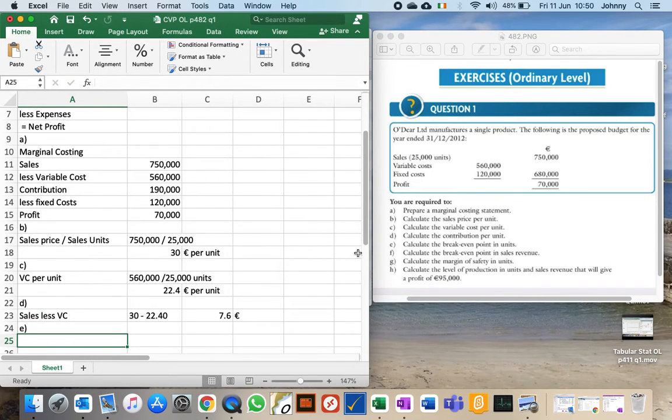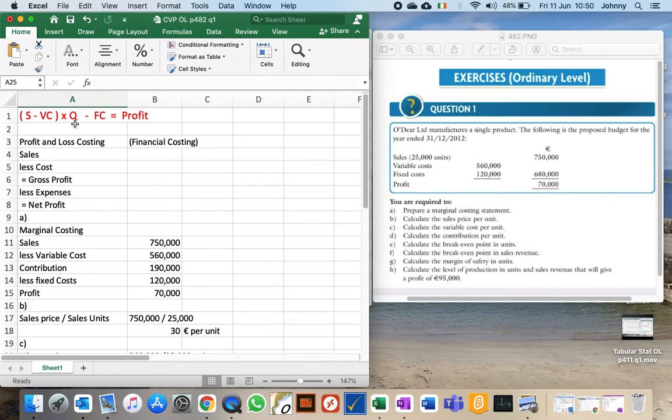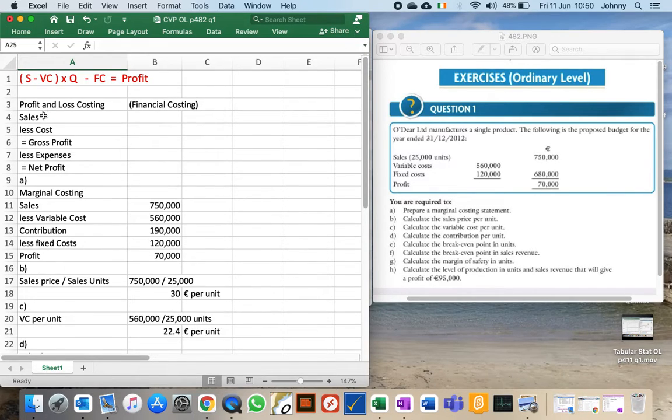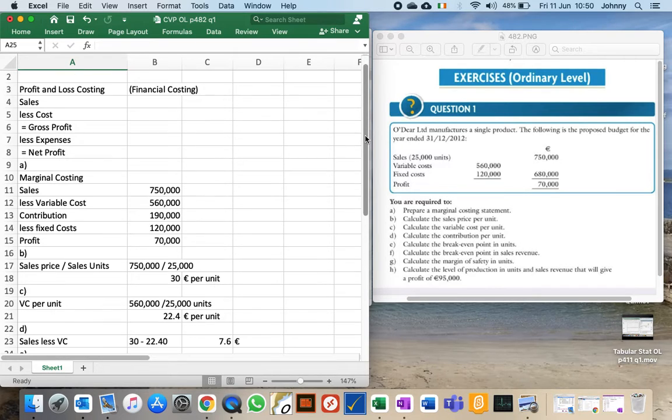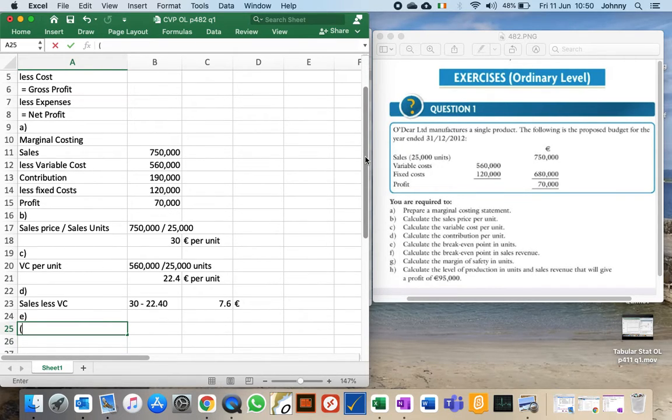Calculate the break-even point in units, and this is where we start using this formula up here. So we're going to restate the formula and put the numbers that we've worked out into the formula so that we can work out what our quantity is. Now in this case, the break-even point in units is what number of units we have to sell to make no profit. So I'm going to put the numbers that I've worked out already in. So for S I have 30, that's my sales price. Take away 2240, so that's my variable cost.